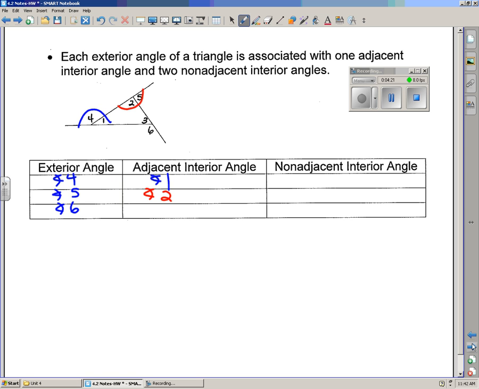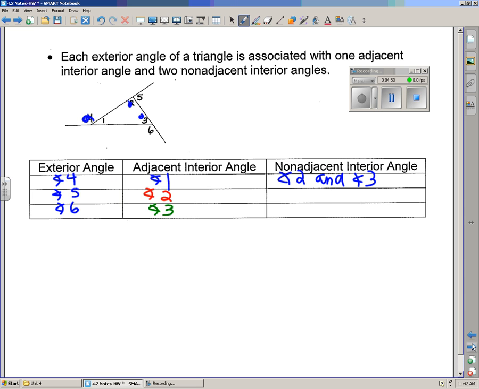And if you look at angle 6, the angle that's attached to it would be angle 3. So those would be considered your adjacent interiors to those particular exteriors. Well, the other interior angles that are not adjacent would be the other two that are left. So if we're looking at 4 right here, and if 4 is the exterior, then 2 and 3 are the non-adjacent interiors. This would be angle 2 and angle 3.